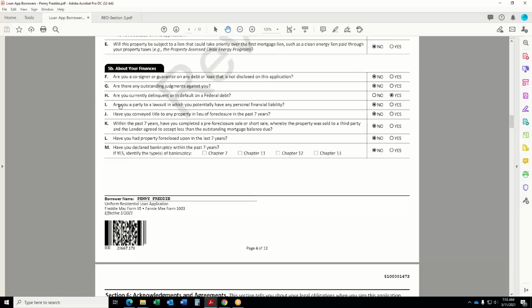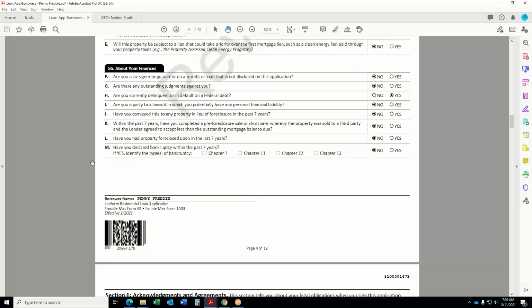Then it goes into our property questions. Have you conveyed title to a property in lieu of foreclosure in the last 7 years? Within the past 7 years, have you completed a pre-foreclosure sale, a short sale, whereby the property was sold to a third party and the lender agreed to accept less than the outstanding balance? Have you had property foreclosed in the last 7 years?